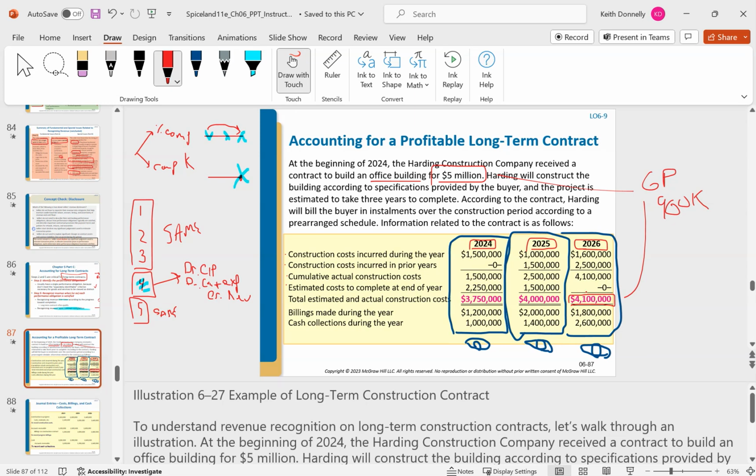You can see it changes from year to year. When you're doing something, estimates change, things change. So then that will get you your total estimated and actual. So what we put into it at the end of that year plus, at the end of that year, what we think it's going to cost us. We have our billings and we have our cash collections that we made. They give you all of this. How do you deal with it?